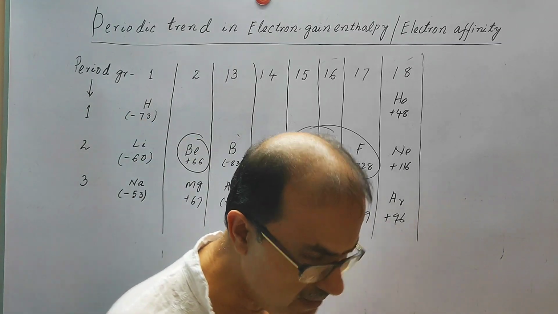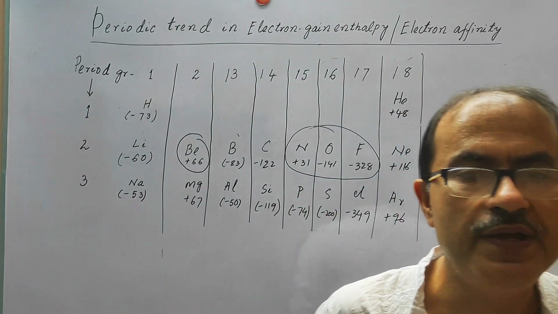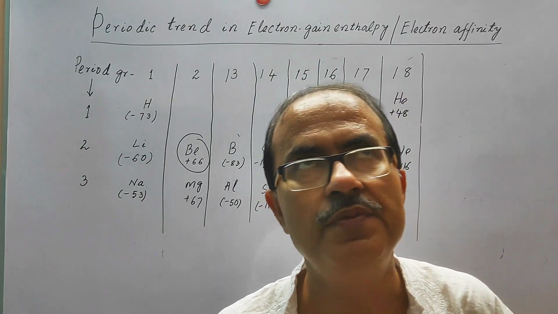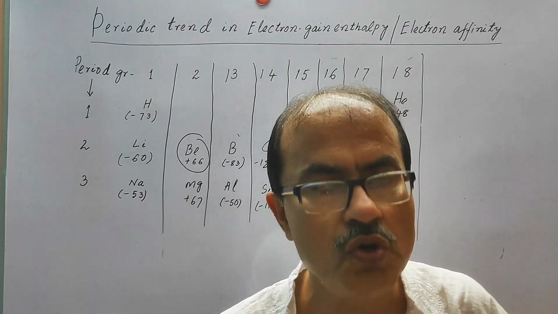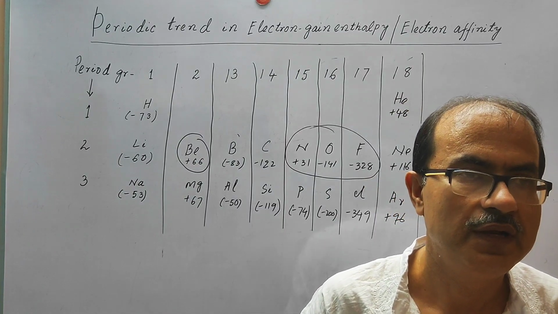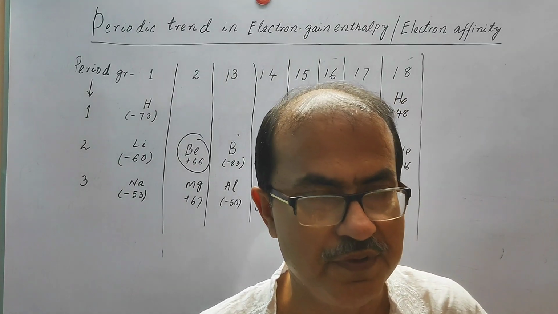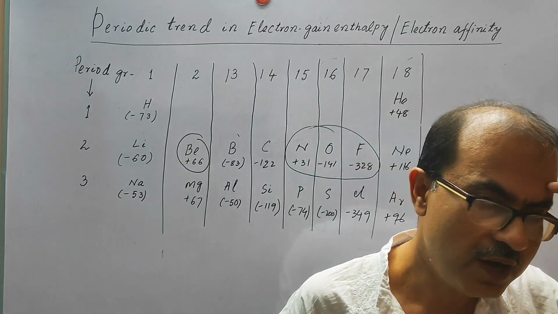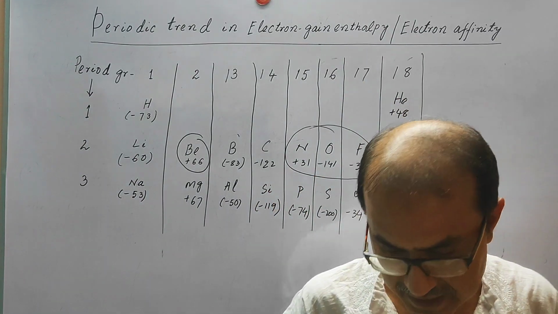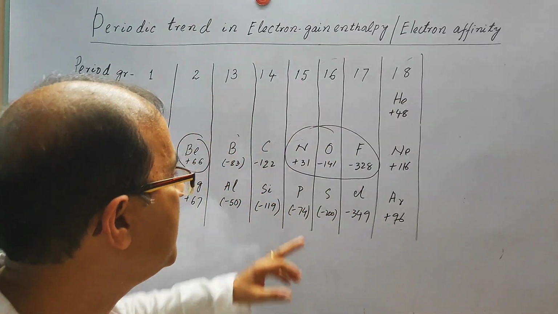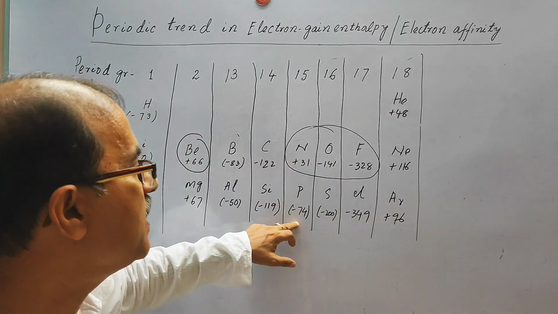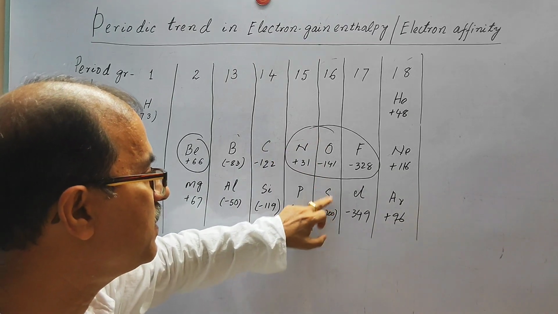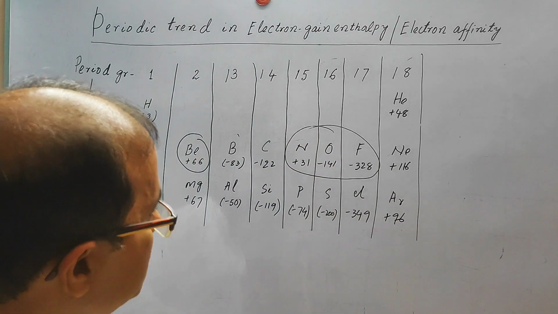Normally, down the group there will be a trend where the electron gain enthalpy will be much less negative. Electron gain enthalpy will be less negative when we go down the group. This is the general trend. But here you can see electron gain enthalpy has been more negative when you go to nitrogen, to phosphorus, oxygen, to sulfur and fluorine to chlorine. What is the reason behind it?